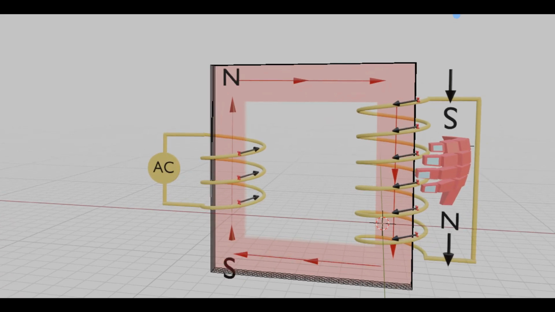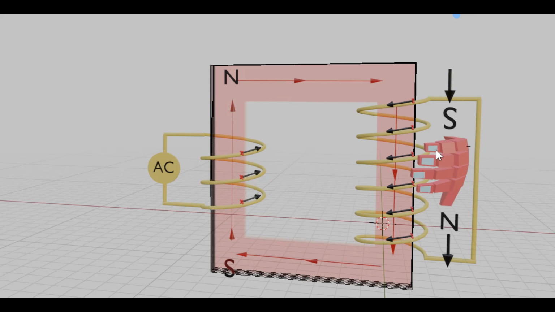Decreasing magnetic field. What's the opposite? We need to increase it. So the induced magnetic field will point downwards because we had our downwards magnetic field decreasing. What's the opposite? Increase it back up. So let's get some induced downward magnetic field.